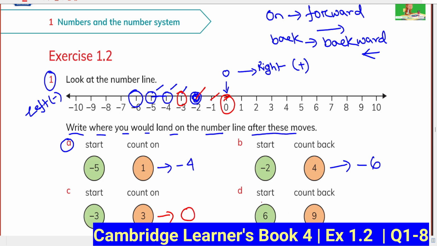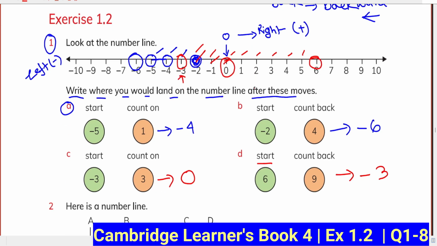And next, start 6. Here is a 6. Count back 9. 9 means what? It's backward. 9. Look. 1, 2, 3, 4, 5, 6, 7, 8, 9. It means here is a -3. I hope you are clear on this one.